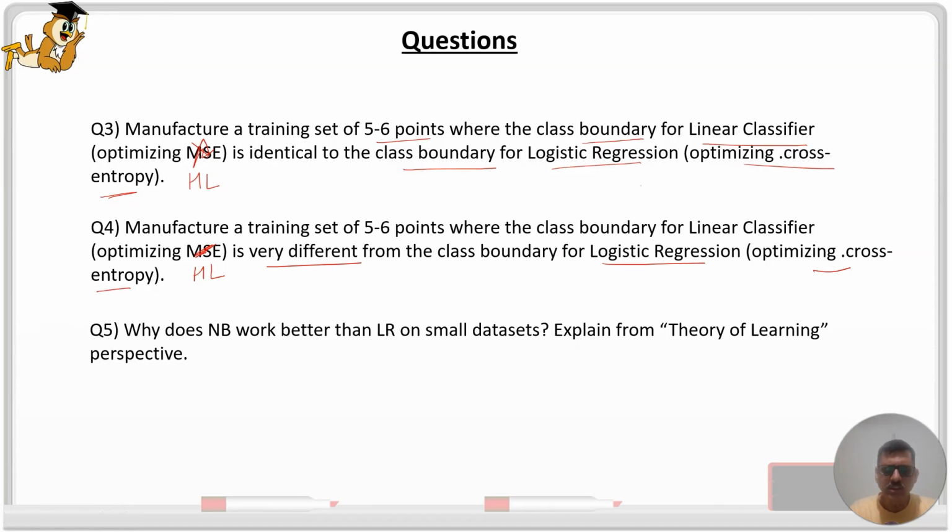My last question is, why does NB work better than LR on small data sets? Again, I have alluded to that in this lecture, but you have to explain this from a theory of learning perspective. We spent a long time on theory of learning, and I want you to justify why naive Bayes works better than logistic regression on small data sets. That's the last question.